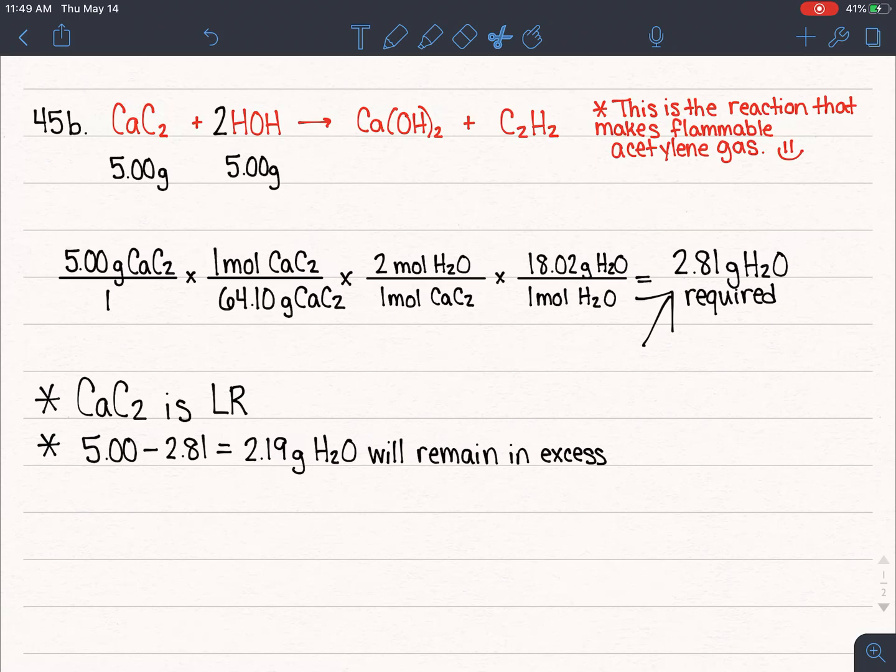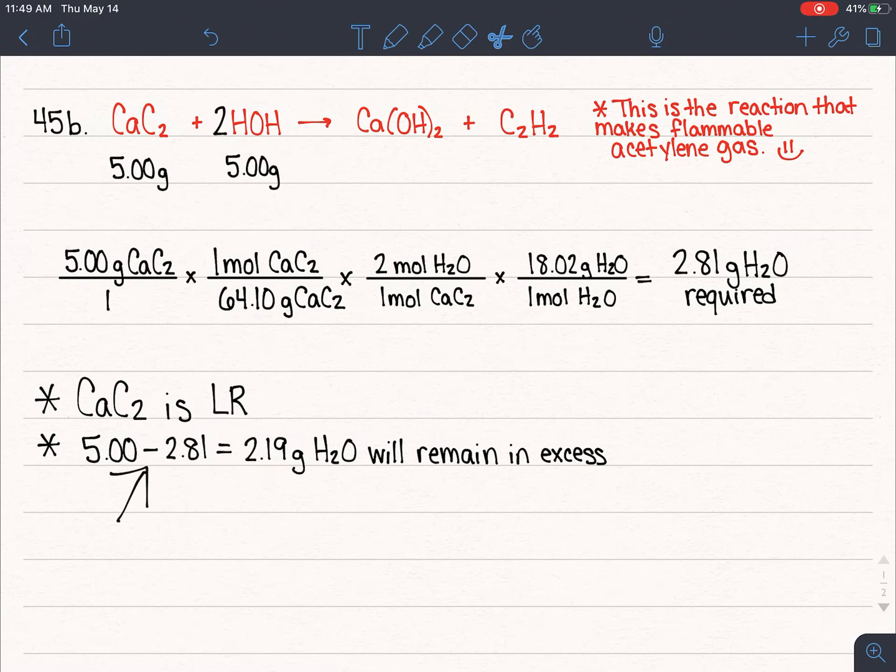Now again, part of stoichiometry is understanding what that number means. So 2.81 grams of water means how much water would be required in order to completely use up all 5 grams of the calcium carbide. Do I have 2.81 grams of water to use? Absolutely. I started off with 5. That means that calcium carbide is going to be my limiting reactant, so my educated guess was accurate.